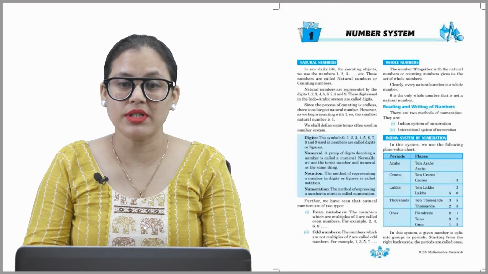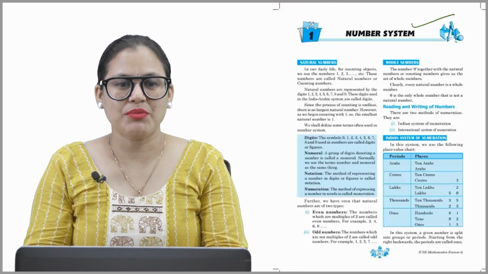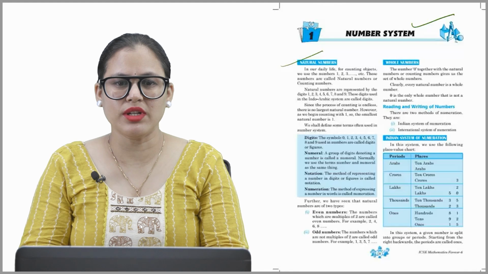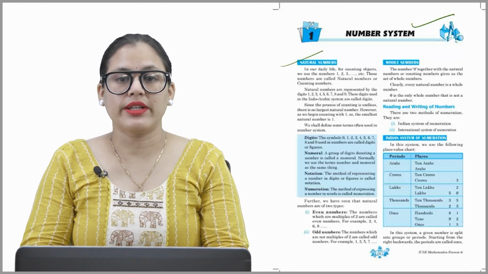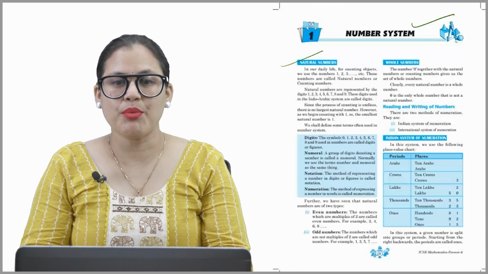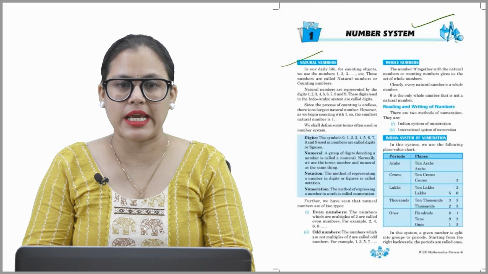Let's start today's chapter, number system. Natural numbers. In our daily life, for counting objects, we use numbers like 1, 2, 3, etc. These numbers are called natural numbers or counting numbers. Natural numbers are represented by the digits 1, 2, 3, 4, 5, 6, 7, 8, 9.